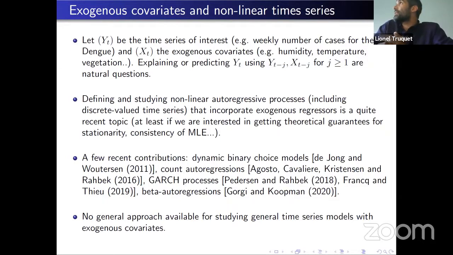So I think that it is an econometrics motivation, but it could also be important to model the dynamic of the proportion of species across time. And this could also be of interest in ecology. So the main point is that there is no general framework, no general approach available for studying time series models when you try to incorporate some exogenous covariates.